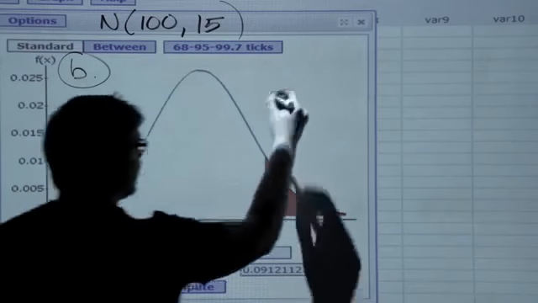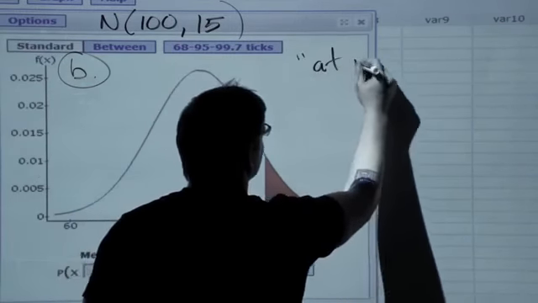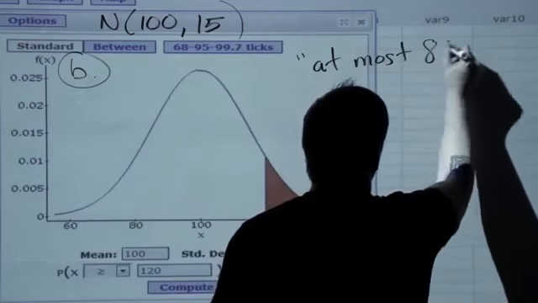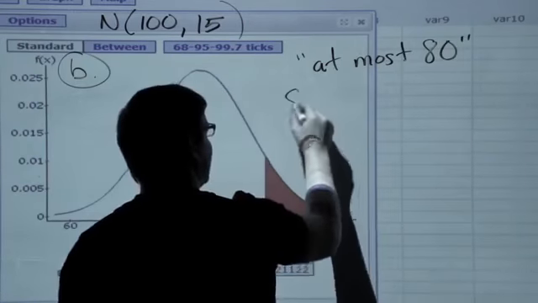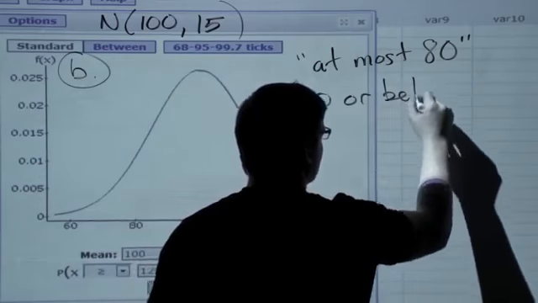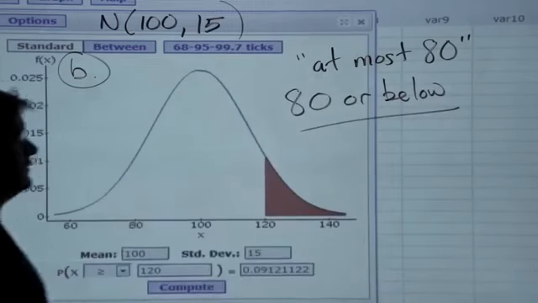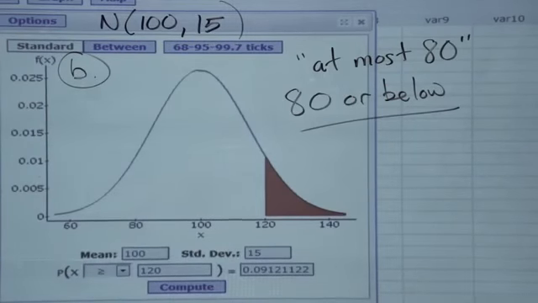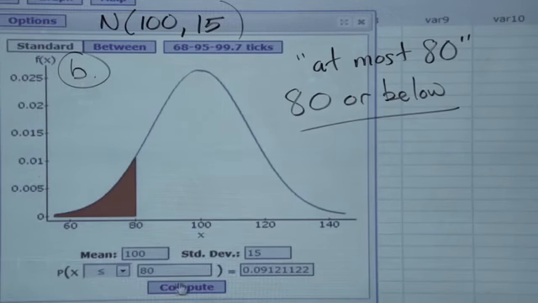So I'm going to just put the words here. At most 80 is the same thing as 80 or below. You've got to get those words translated correctly into the correct direction. Mean IQ is 100, standard deviation is 15. We're going to take this 120 and we'll switch it to 80. We will go to less than, and the answer did pop up automatically on mine.